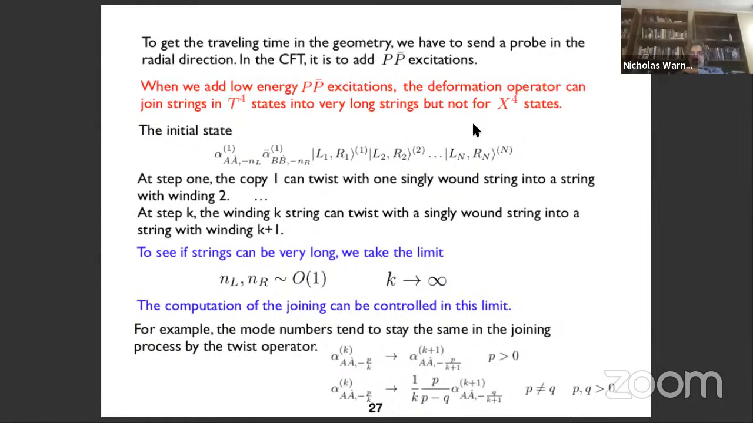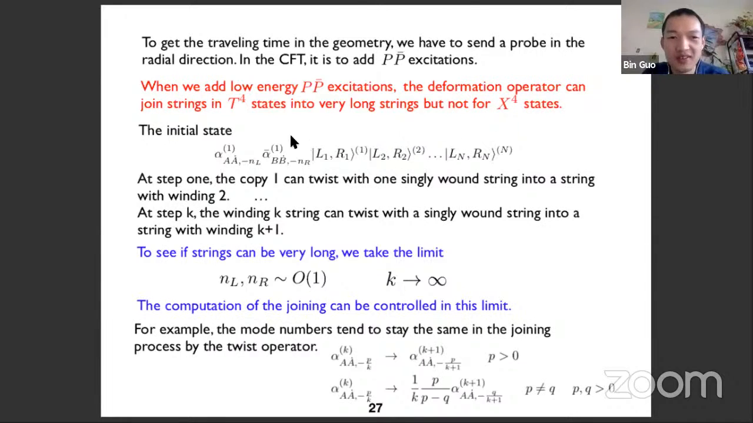Maybe I can add something here. If you don't have any PP bar here, and you start with the singly wound string, the deformation will not change the sector. If you want to join two strings, you have to pay some energy. You will get an excited state, not the ground state. So the deformation will not change the state without any PP bar excitation. So we have to add PP bar to make the state change to the large winding sector.